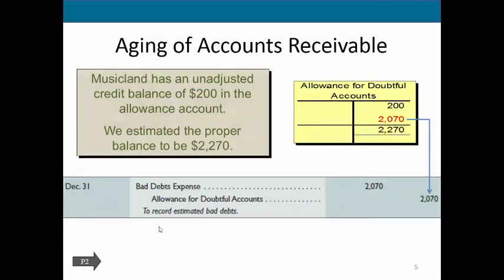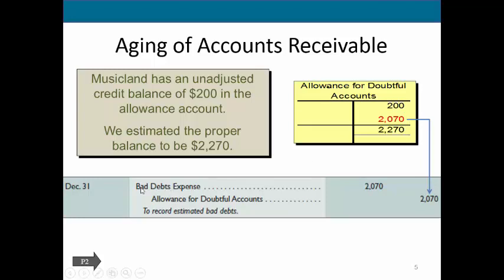So you can see here, building on our previous example, we're saying that they already had a balance of $200 in their allowance account, and we now know that we want it to have a balance of $2,270. So the difference between the two of these is going to be our actual expense for the current period. So this is the amount that we're going to book.